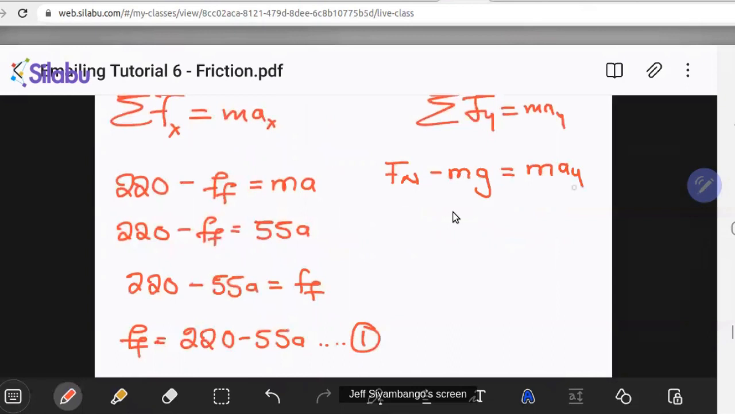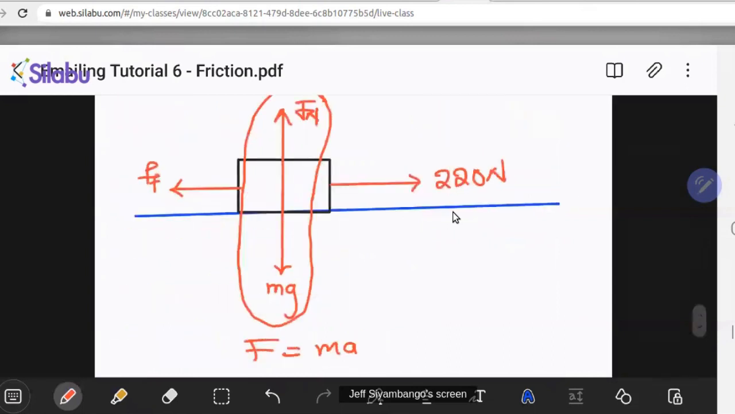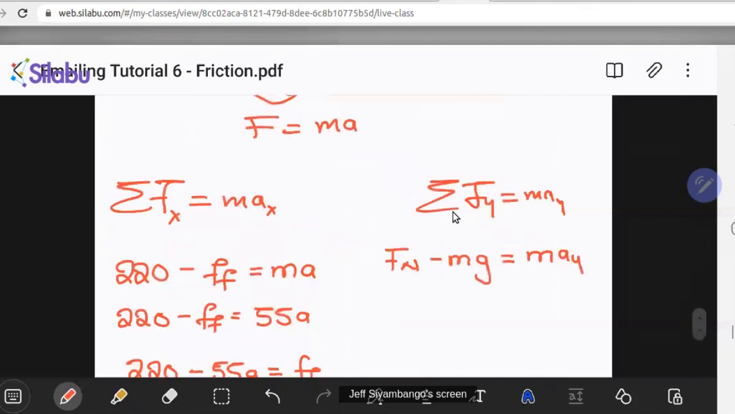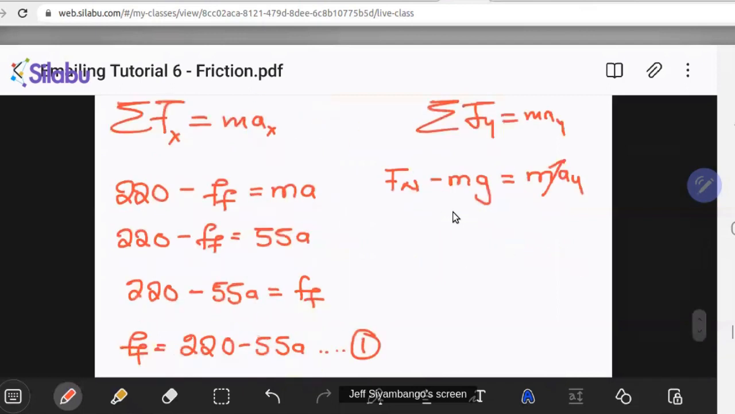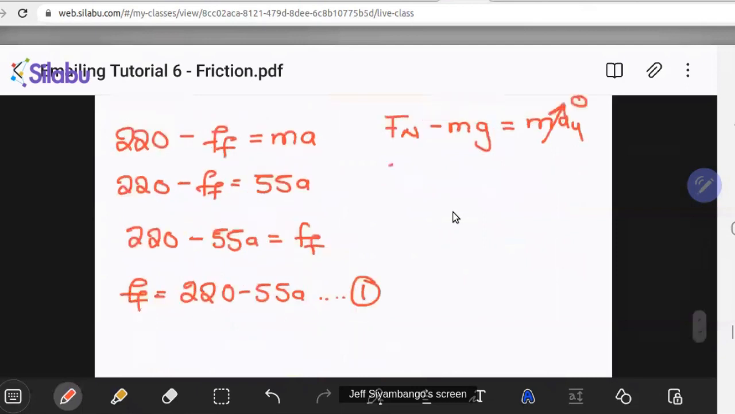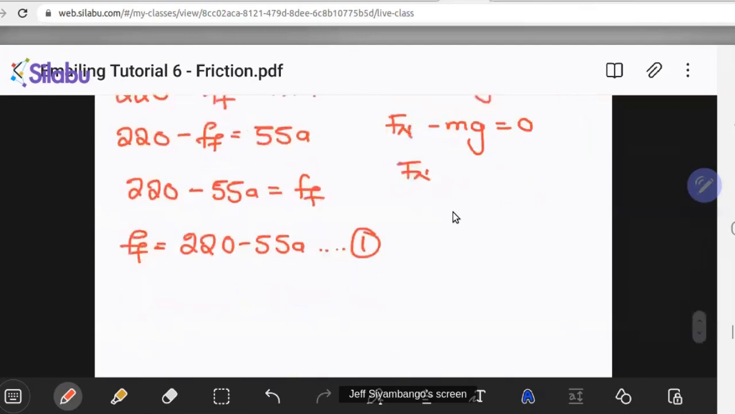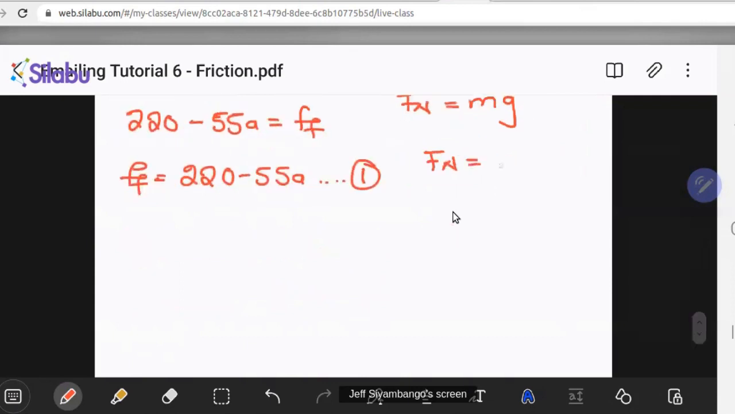But remember, the question says the object moves on a level surface horizontally. It never goes up, it never goes down, meaning the acceleration in the y-axis has to be 0. So in the end, we only have Fn minus mg equals 0. Lastly, the normal force will now be equal to mg when the mg goes the other side. We know what the mass is, so we can easily find the normal force. The mass is 55, g is 9.8.